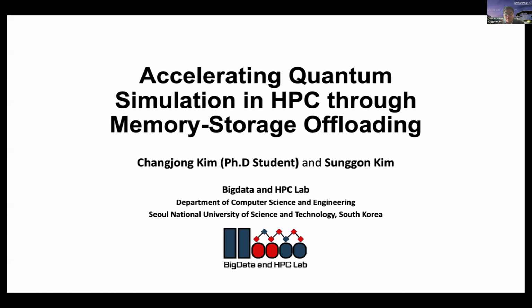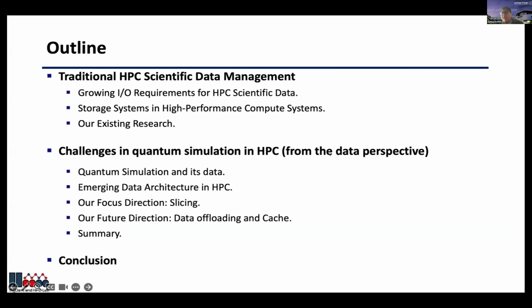This is work that I've been doing with my PhD student Sunggon Kim, and I'm not actually a quantum guy. I never have been. I started my research career with SSDs and operating systems, and how to build a system for computing applications, not the quantum system. So this work is basically our journey from an HPC system perspective, and how to optimize quantum simulations from the perspective of system architecture.